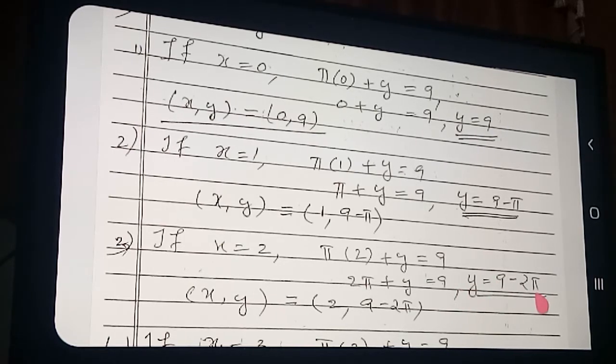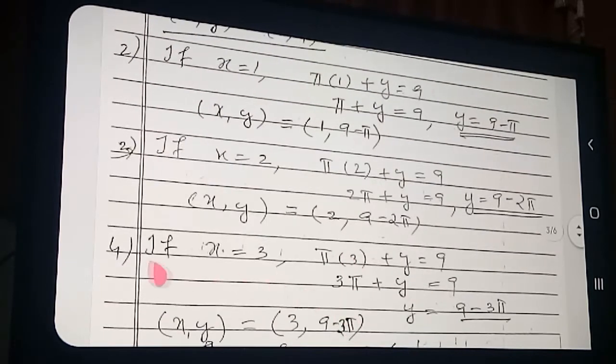9 minus 2 pi. So you got the third solution. See here, first x coordinate, then y coordinate, 9 minus 2 pi. Clear? Now one more solution.